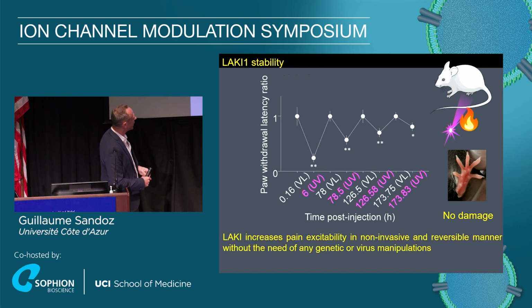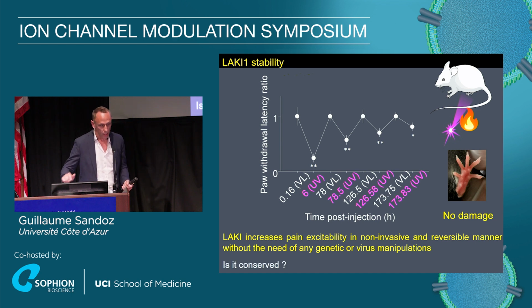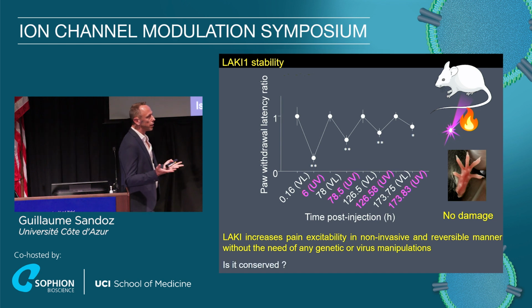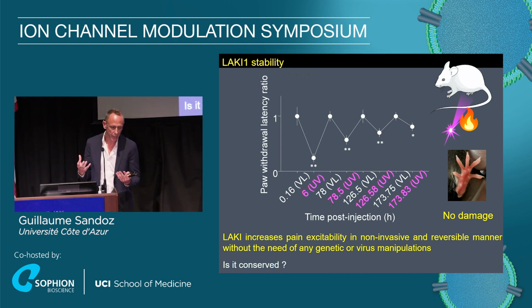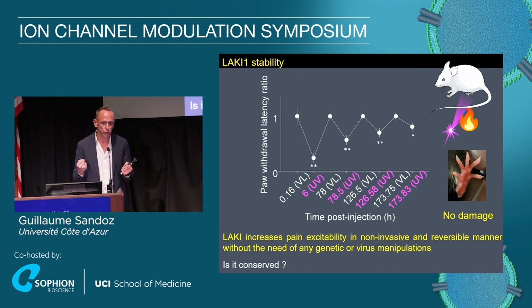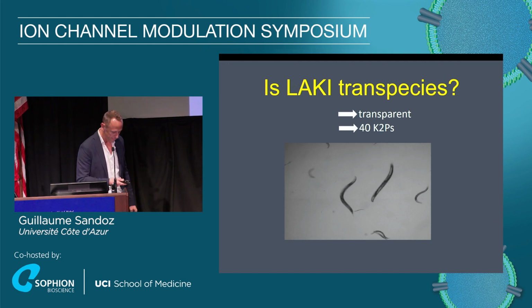Therefore, we can say that we can link pain excitability in a non-invasive manner and in a reversible manner, without the need of any genetic or any viral manipulation. And as you may know, chronic pain is something which has been largely conserved during evolution. Therefore, we wonder, can we remote control the pain in inferior animals? And we have chosen the C. elegans for several reasons. First of all, the C.